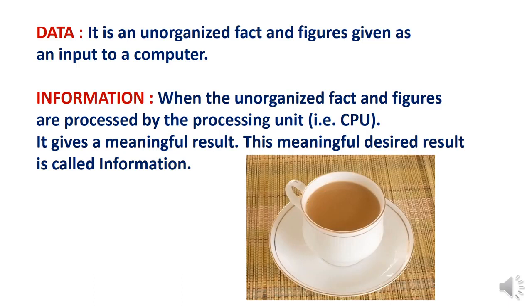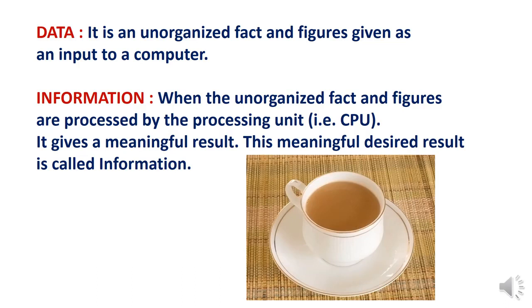So what is data? It is unorganized facts and figures given as an input to a computer. What is it? Unorganized facts and figures. And what is information? When the unorganized facts and figures are processed by the processing unit, that is the computer's processor, it gives a meaningful result. This meaningful desired result is called information. As you can see on the screen, dear students, it is written unorganized facts and figures.